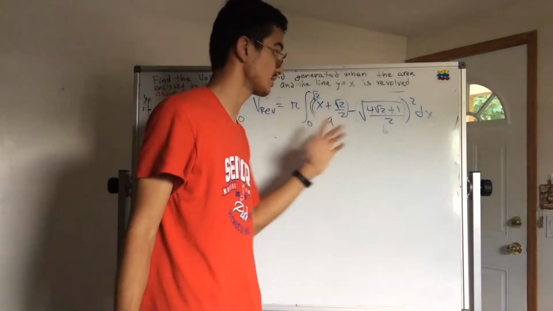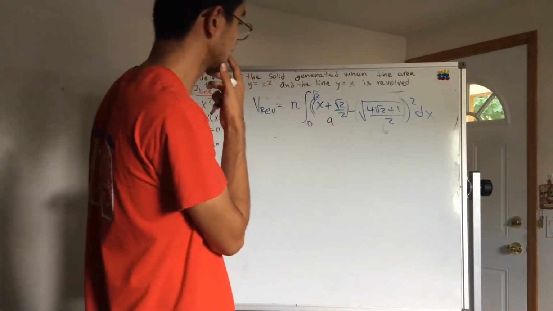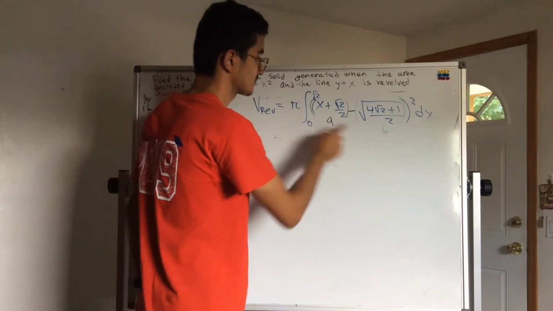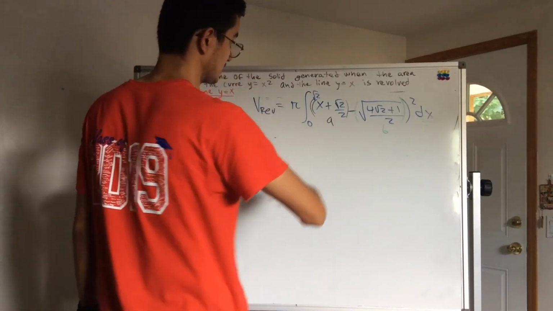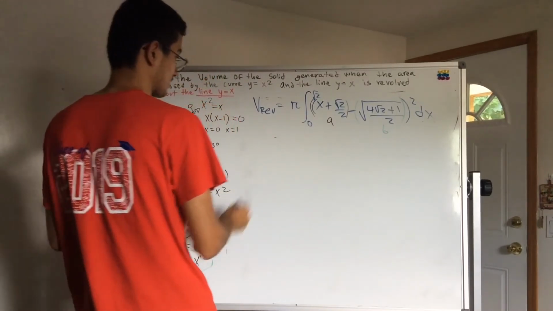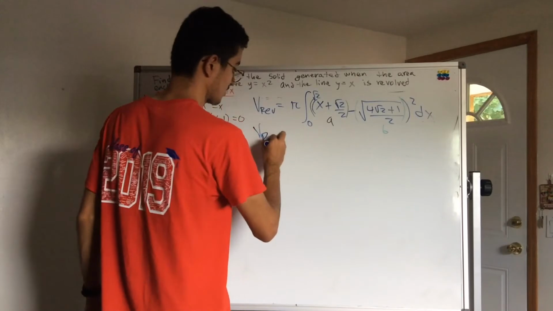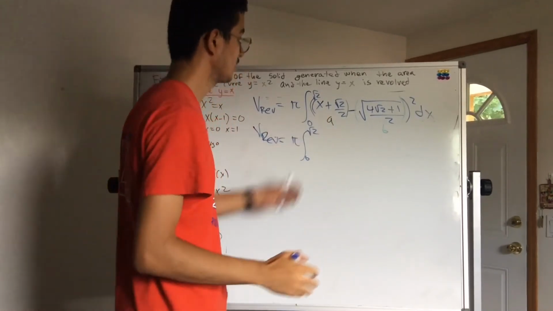Because it has 3 terms, it's a trinomial. So what we're going to do now is FOIL this. This is A plus negative of that, so A plus B, and we're going to square that. So the volume of revolution is equal to pi times the integral from 0 to radical 2 of a squared.